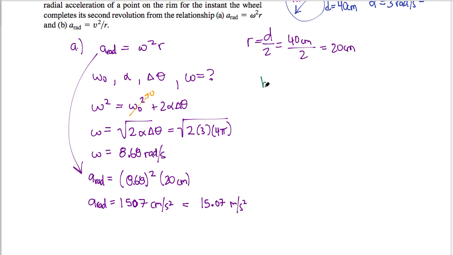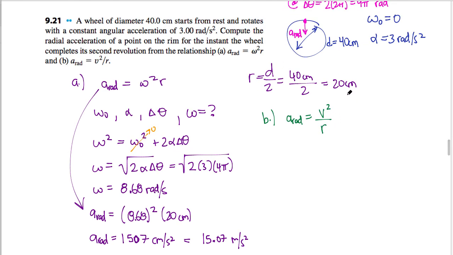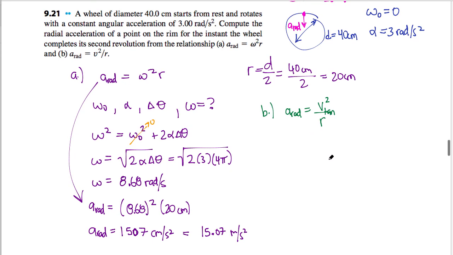Now for B, it asks me to use the other relationship for radial acceleration, which is v squared over r. The important thing here is that this is a linear velocity, and in fact it is tangential. So I need to find that tangential velocity. How do I go about doing that? Well, there's a couple different ways. I could take my omega here and relate it to tangential velocity.